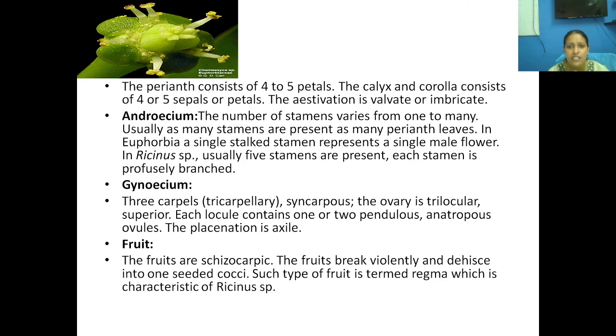And in Ricinus also there are 5 stamens, and each stamen is also branched. That is a feature of Ricinus. Ricinus means castor. And what about the gynoecium? It is tricarpellary. See the carpels 1, 2 and 3. Tricarpellary condition, syncarpous, the ovary wall is fused. Okay, and they are superior.